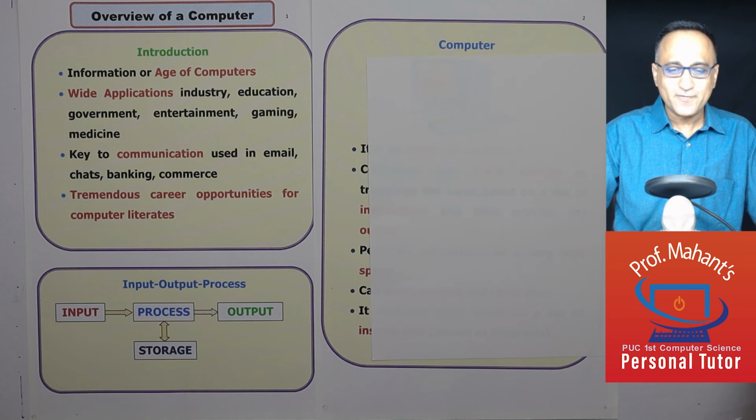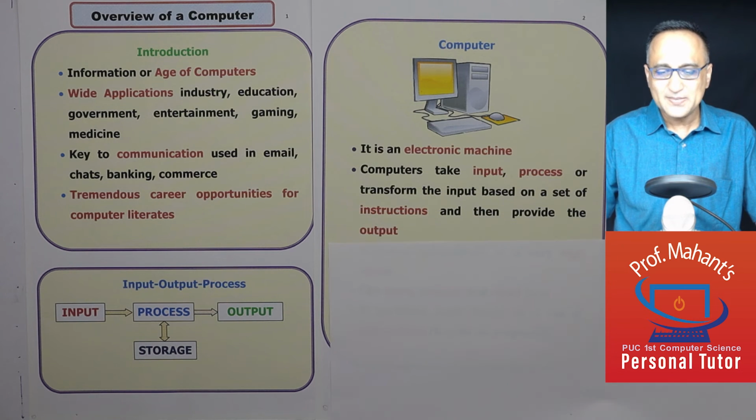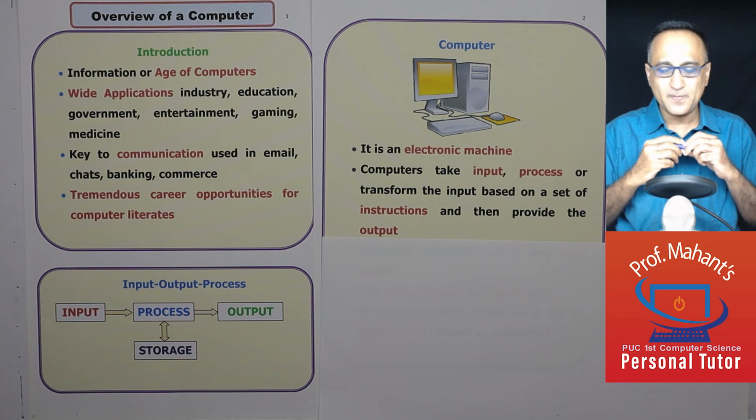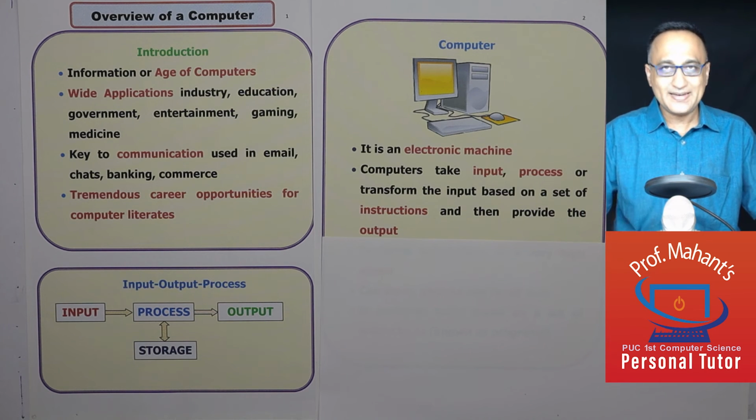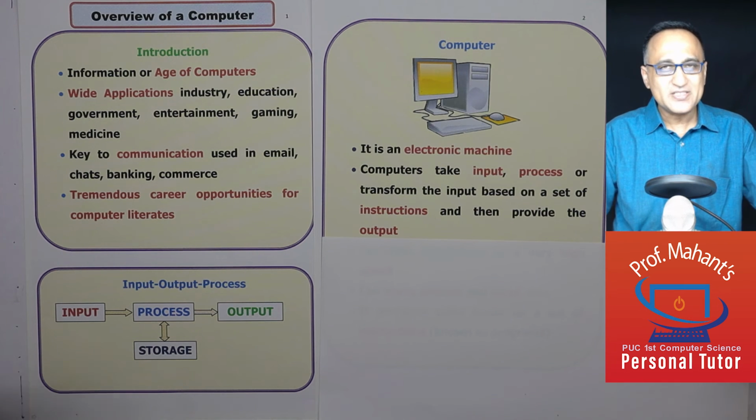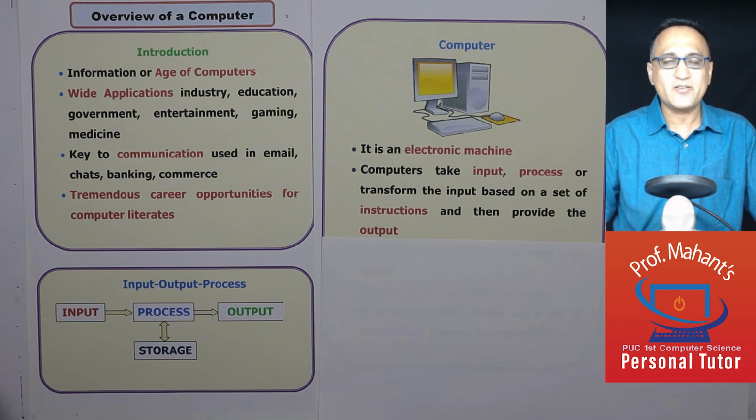So let's try to further escalate our understanding. A computer is simply an electronic machine. Just like you have your car, which is a machine, your motorbike is a machine. A computer is an electronic machine. What does a computer do? It takes an input, processes that input based on instructions we supply, and provides us the output. Input is generally given through a keyboard. Processing is done by the CPU or the central processing unit, and the output is generally provided on the printer or on the screen.